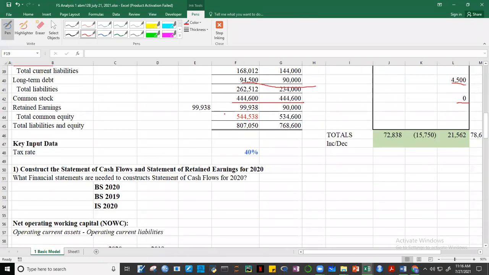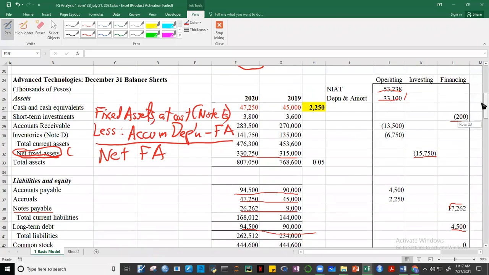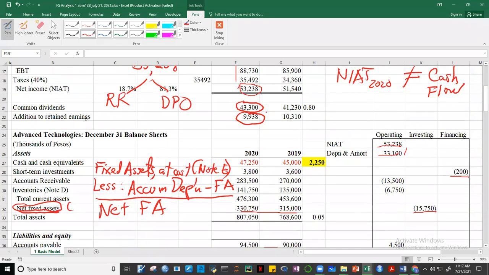Okay, retained earnings, guys, it will not enter the picture. Bakit? What's the difference of that? 9938, di ba? Bakit hindi natin ipapasok dito yung retained earnings? Yung change yan, 9938, saan nanggaling yan? Dito nanggaling yan, guys. So, addition to retained earnings, 9938. Pero ito saan galing, yung 9938? Nanggaling dito yan, sa 53238. It came from this one, 53238.